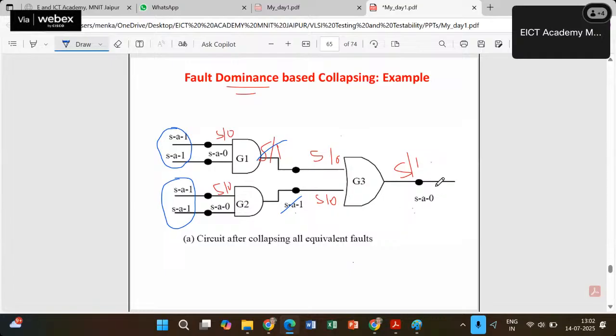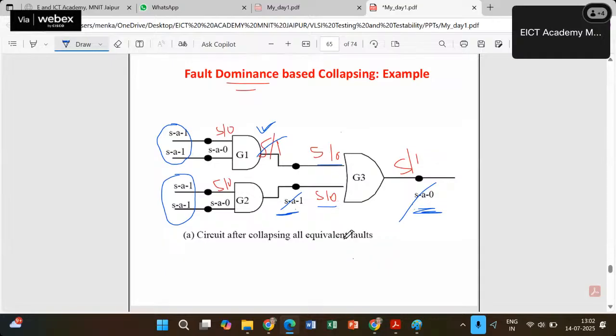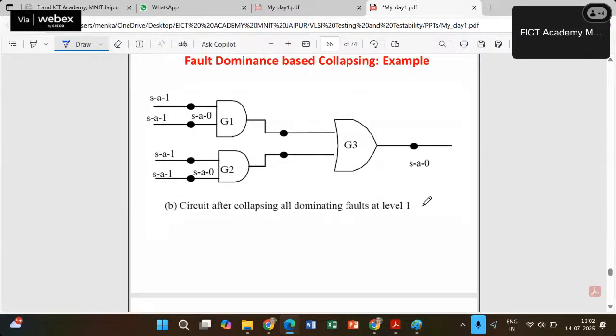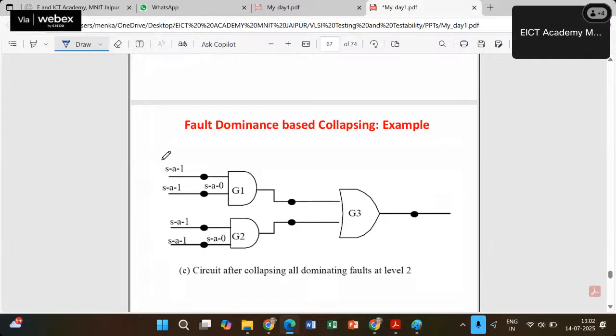Likewise, the output stuck-at-0 can be removed because this is fault dominance as compared to this stuck-at-0 and the stuck-at-0 at G3. So with the help of these, the red ones were already removed. Now I have removed this because of fault dominance, and this because of fault dominance. This was already removed, so there is no need to remove it again. With the help of this, how many faults are available with us? These are the faults available. We have removed this also, and we are left with these faults.